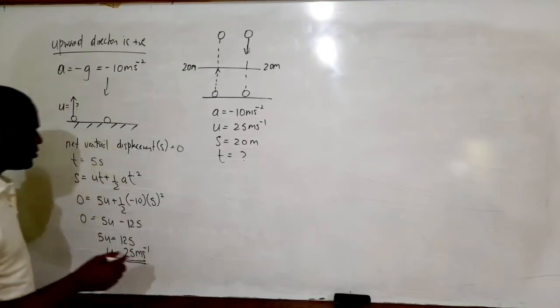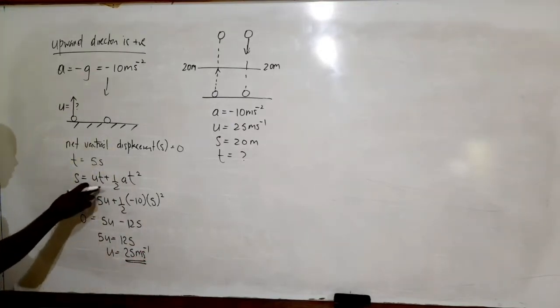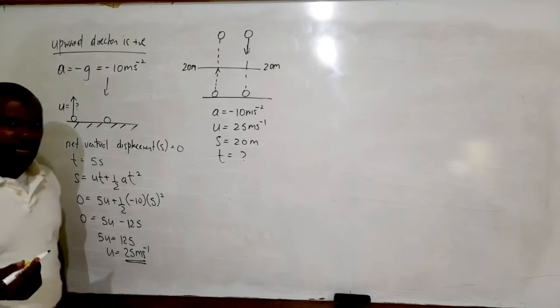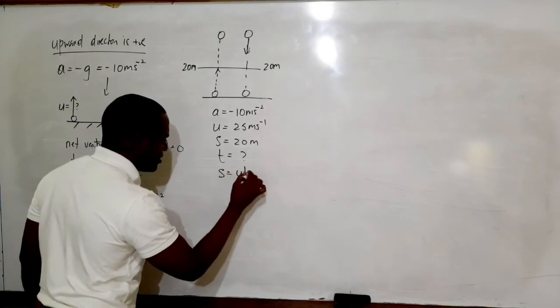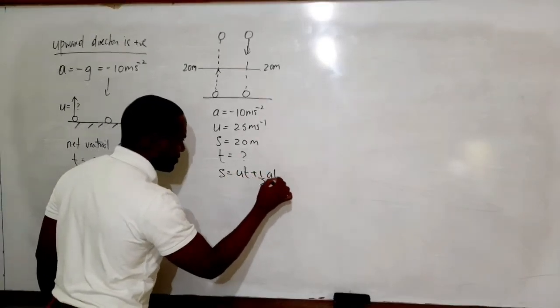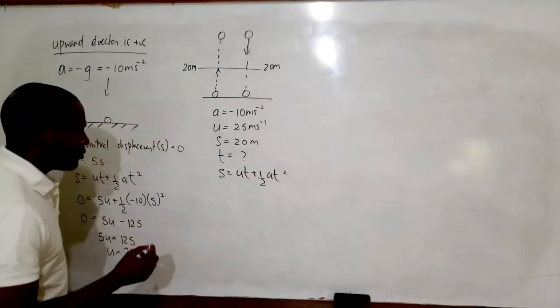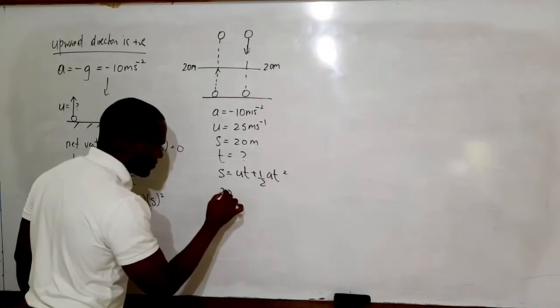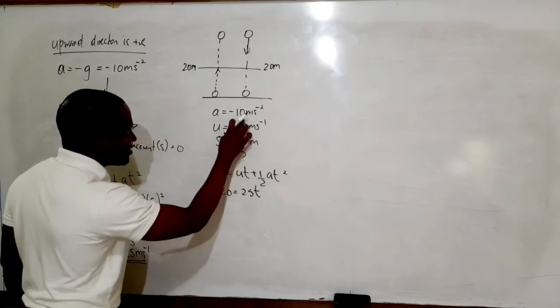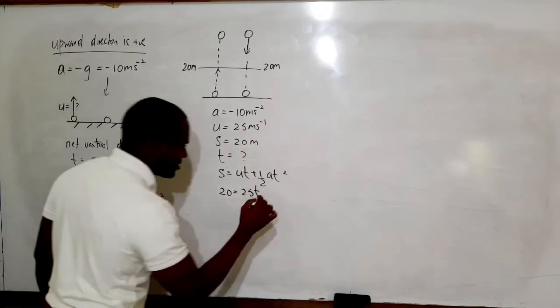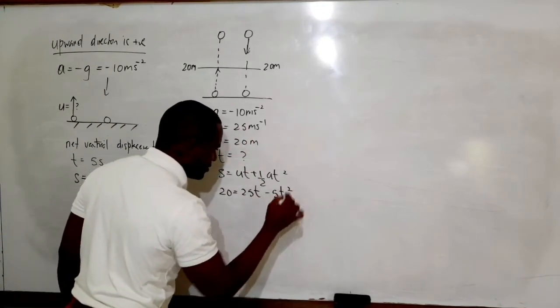So which equation are we going to use? Same equation from before, s equals ut plus a half at squared. So we have s is equal to ut plus a half at squared. So we have 20 is equal to 25t, plus a half of minus 10, that is minus 5, so this is minus 5t squared.